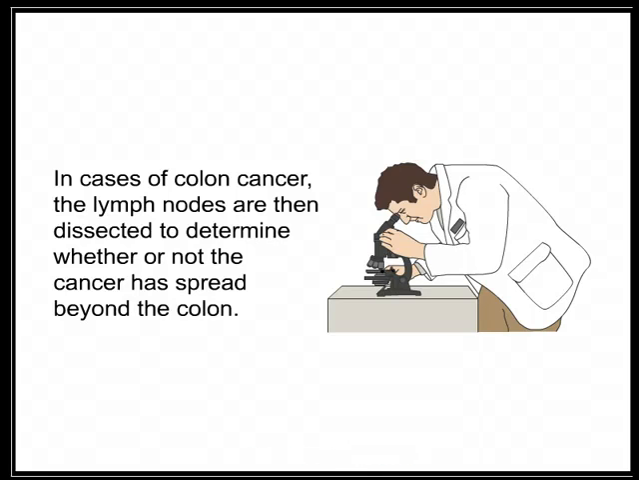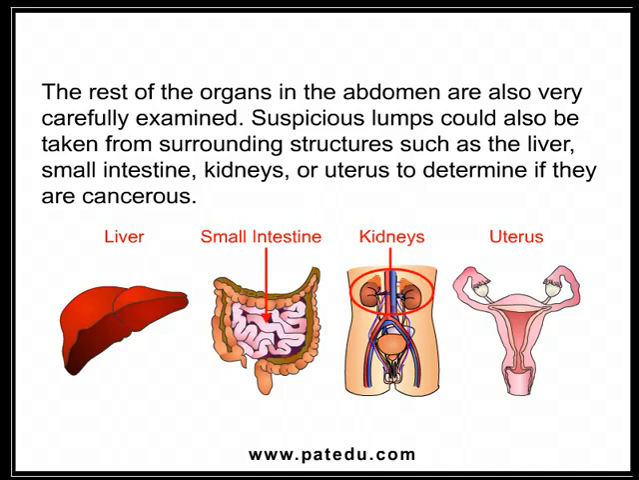In cases of colon cancer, the lymph nodes are then dissected to determine whether or not the cancer is spread beyond the colon. The rest of the organs in the abdomen are also very carefully examined. Suspicious lumps could also be taken from surrounding structures such as the liver, small intestines, kidneys, or uterus to determine if they are cancerous.